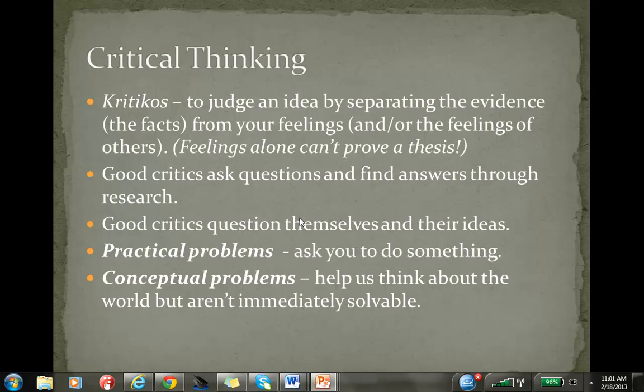There's two different kinds of problems that critics try to solve. The first one is a practical problem. If you're solving a practical problem, you're finding an immediate solution to something. So, for example, perhaps on campus, a few years ago, the cafeteria shut down, and we had to think of a solution. How will we provide food on campus?